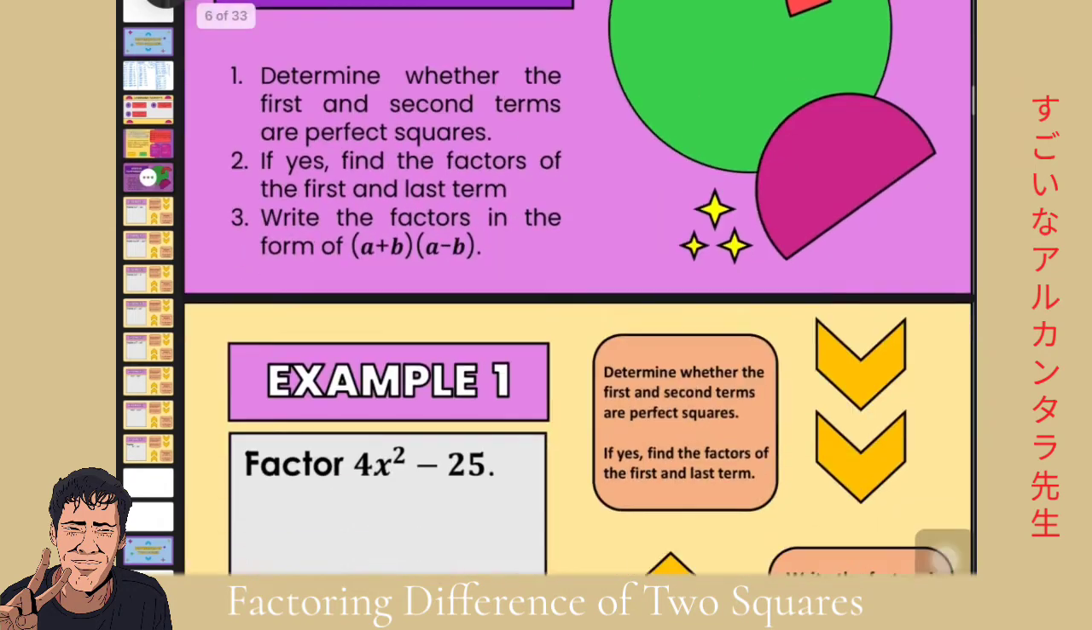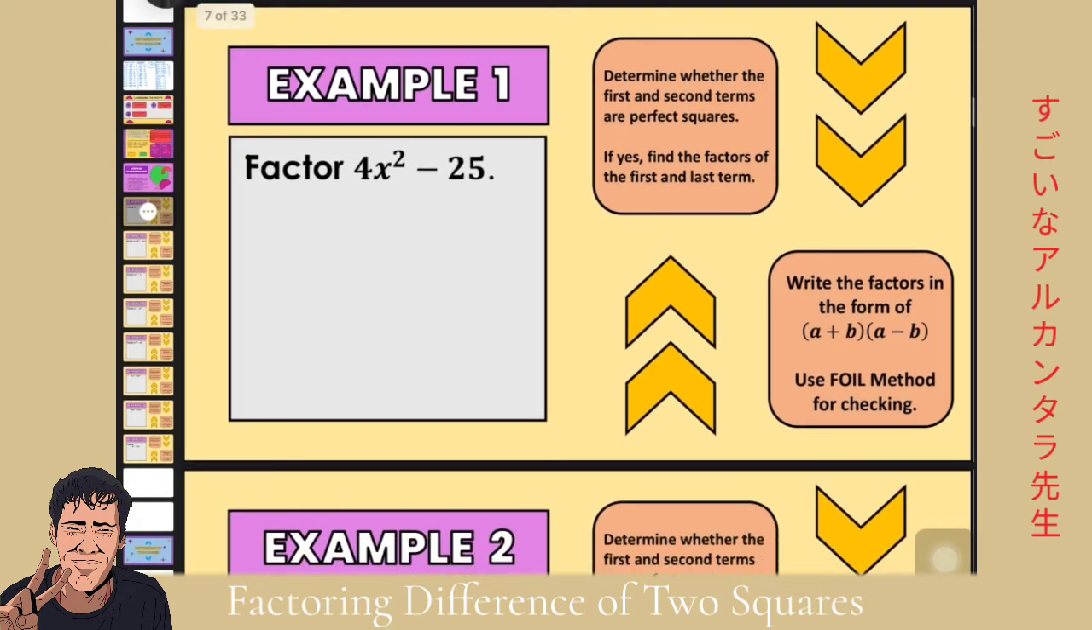Okay? So let's start with our very first example, which is 4x squared minus 25. So we know that 4x squared is a perfect square because of the number 4 and the variable x squared. We also know that 25 is a perfect square. 4x squared is equal to 2x times 2x. 25 is equal to 5 times 5. Actually, when we're dealing with difference of two squares, you don't have to worry about the negative factors of the perfect squares because there's already a format that we have to follow.